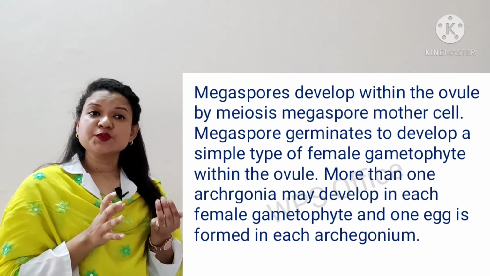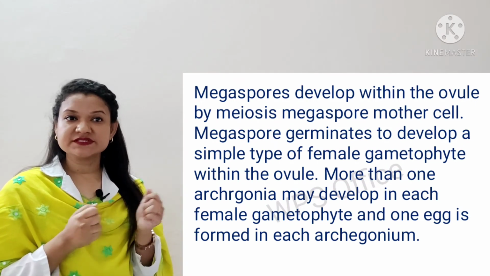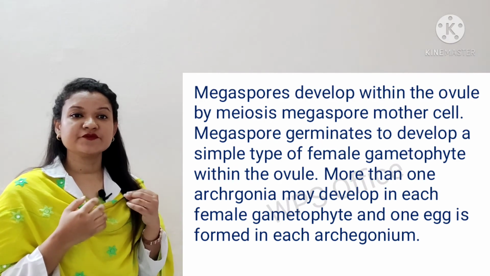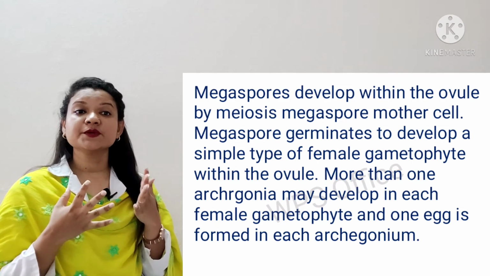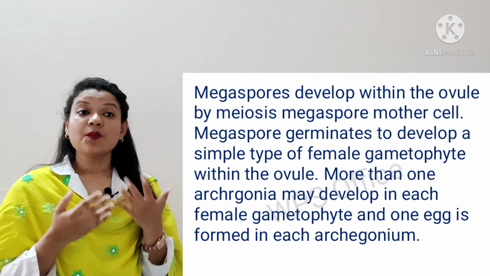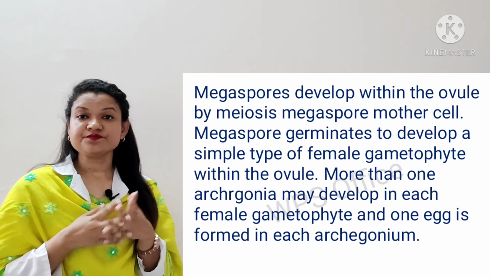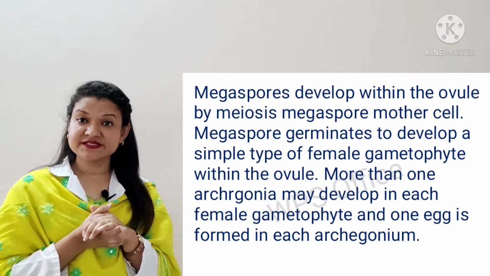Megaspores develop within the ovule by meiosis of the megaspore mother cell. The megaspore germinates to develop a simple type of female gametophyte within the ovule. More than one archegonium may develop in each female gametophyte and one egg is formed in each archegonium. So, this is our applied based question. I hope you understand how we will write the applied based type of question.